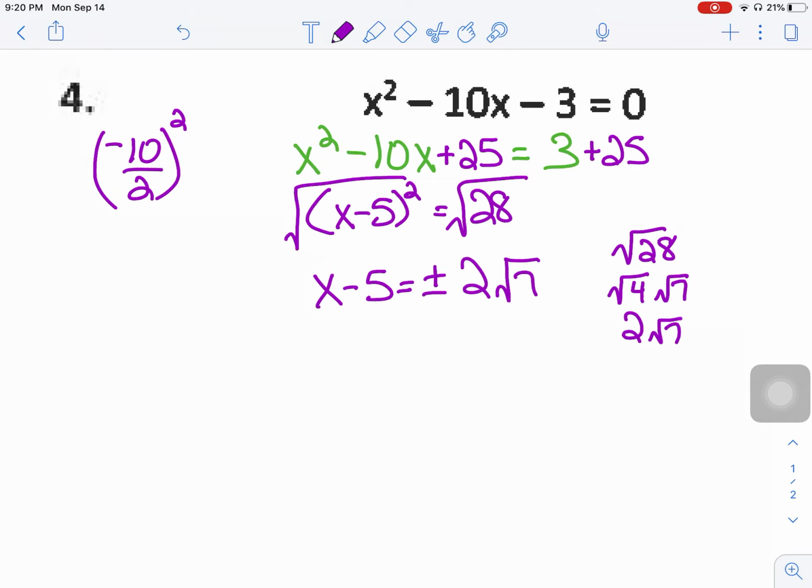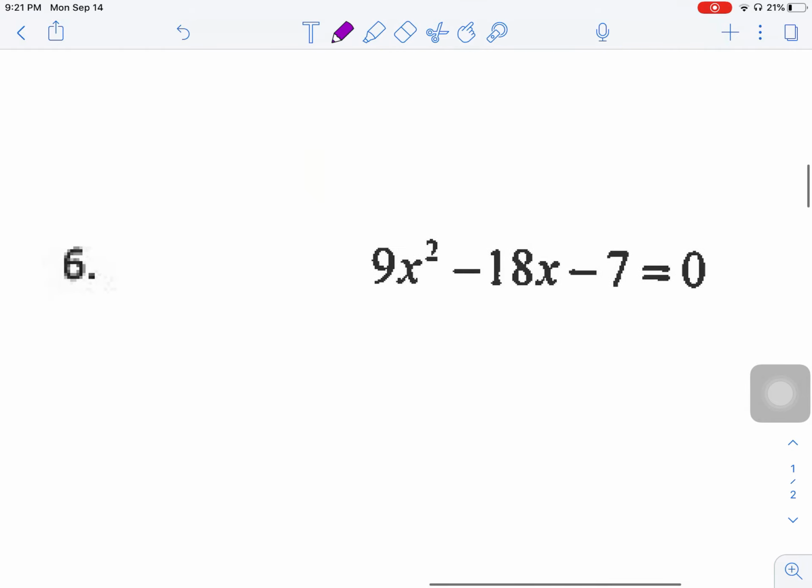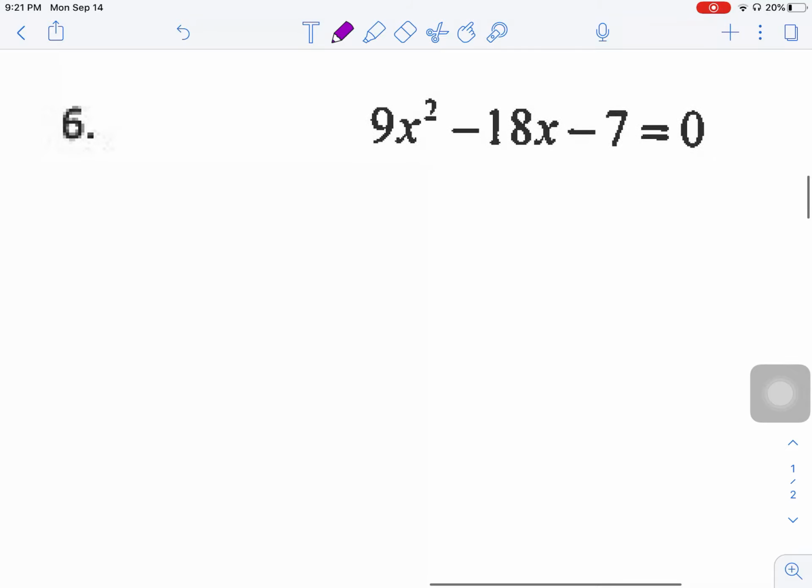All right, so 2 root 7. That's a horrible looking 7. Let's try this again. 7, slightly better. So I want to get x completely isolated. I'm going to add 5 to both sides. So 5 plus or minus 2 root 7. And again, you can't add the 5 and the 2 or even subtract the 5 and the 2 because the 2 is attached to that root 7. So we're going to leave that as is. Okay? So that's problem number 4. And let's take a look then at problem number 6.